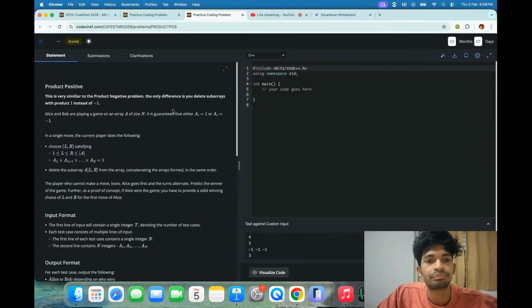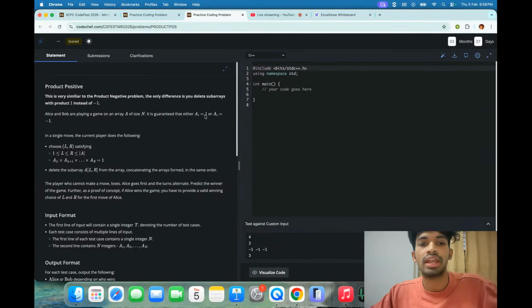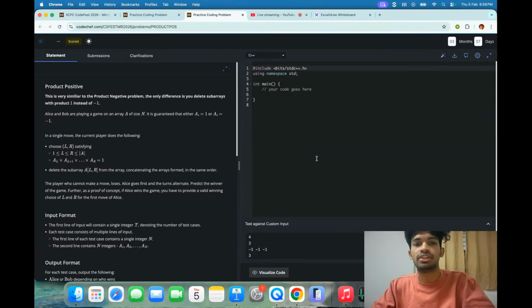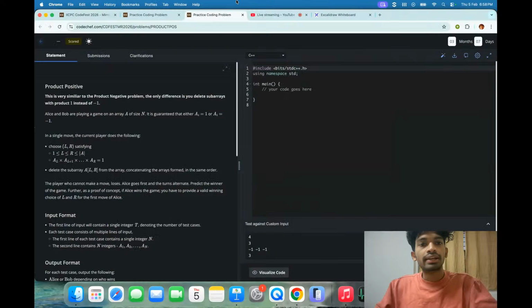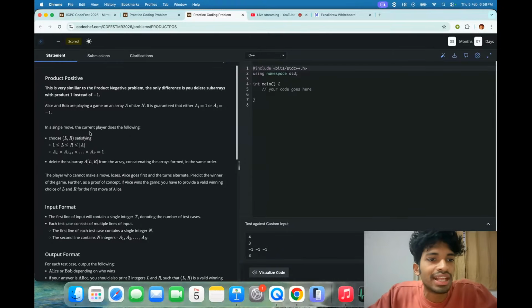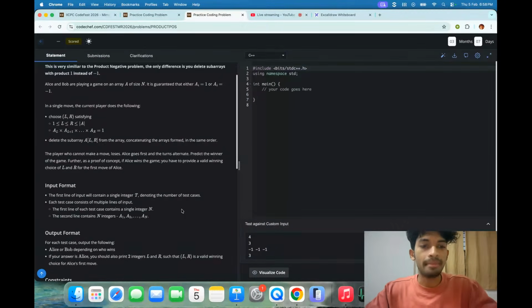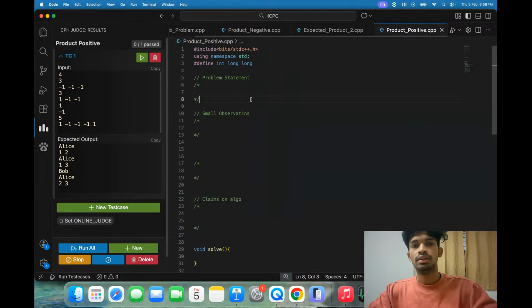They're playing a game. It is guaranteed that a1 equals 1. Either ai equals 1 or ai equals n minus 1. Okay. In a single move, the current player does the following. He chooses a subarray whose product is 1, deletes the subarray, and concatenates the arrays formed. So the same thing again.